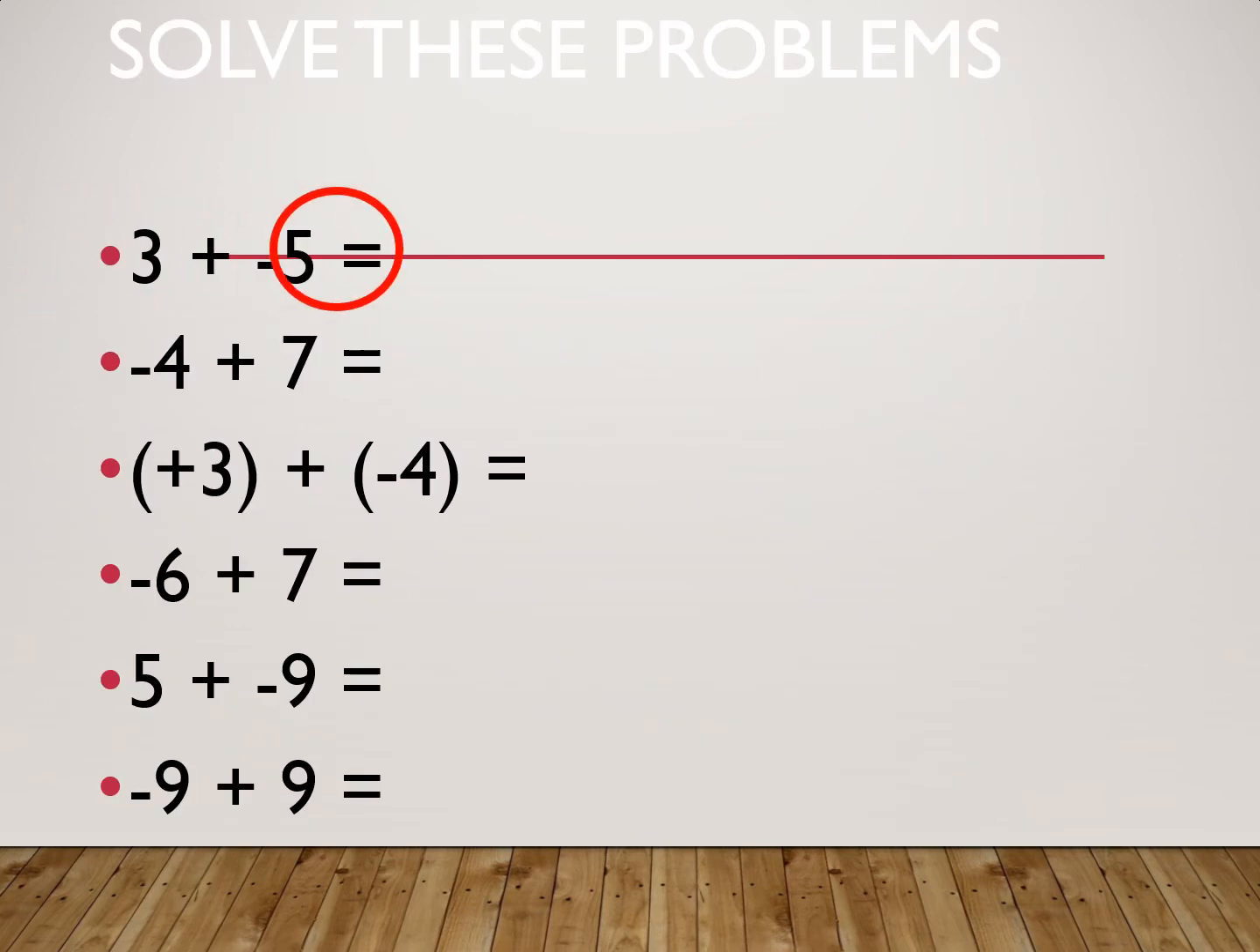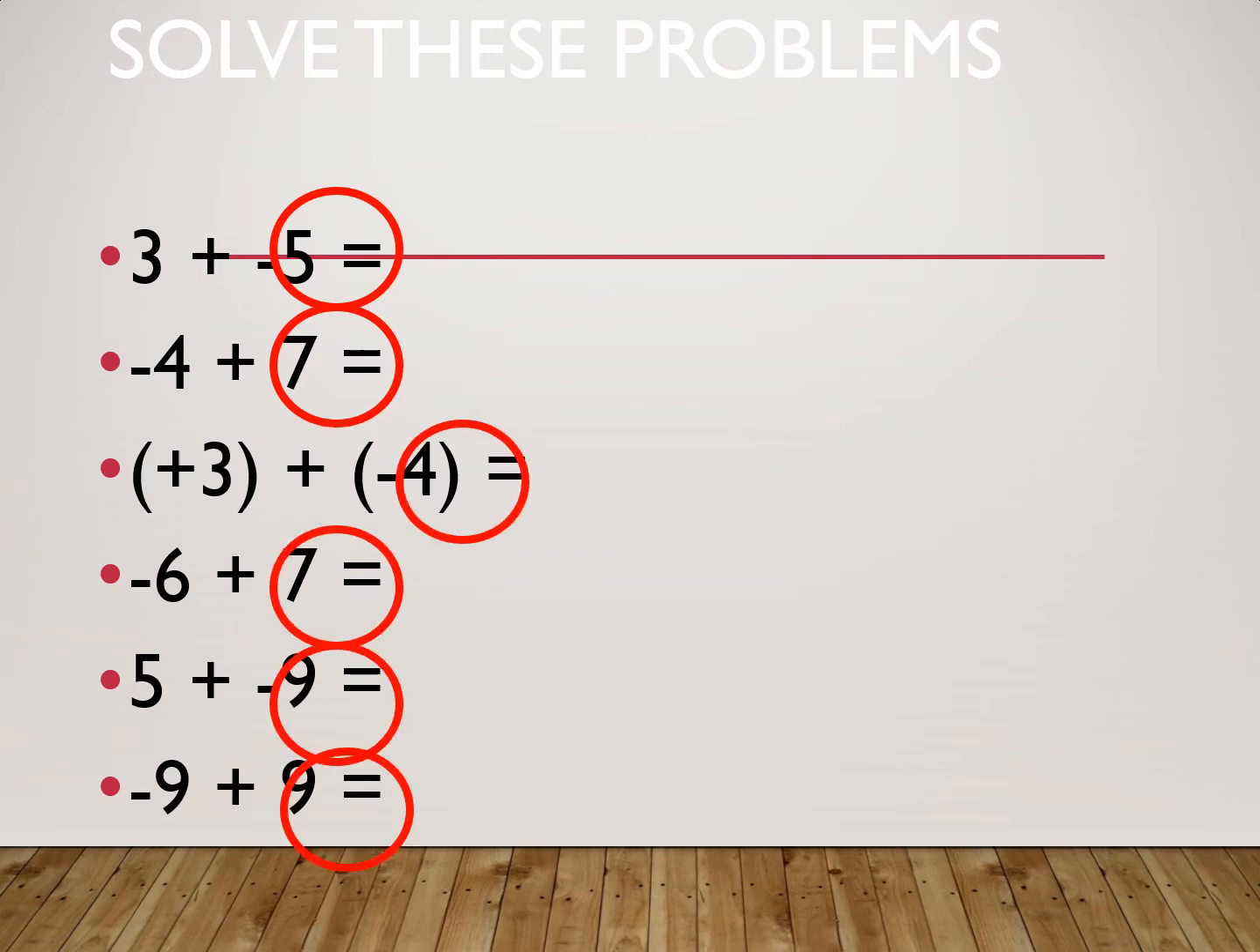Similarly, you can try these questions. They are of the same basis. You have to subtract and then the answer will contain the sign of the larger number. If the larger number is positive, the answer will be positive. If the larger number is negative, the answer will be negative. So you can see the circle is representing the larger number. It will help you to understand the sign of the answer.